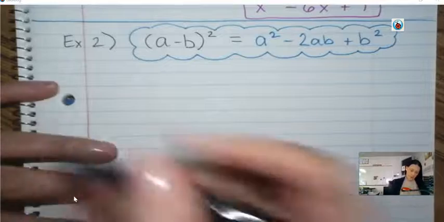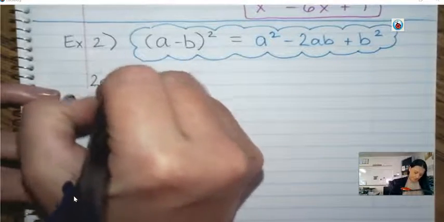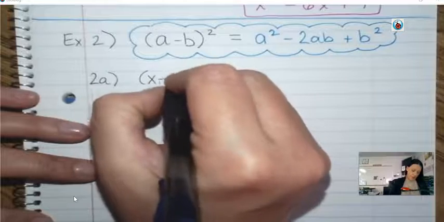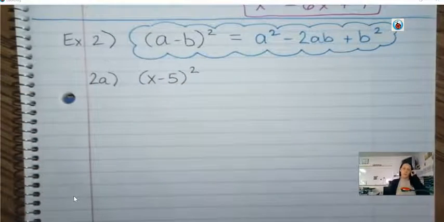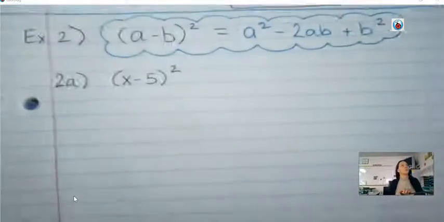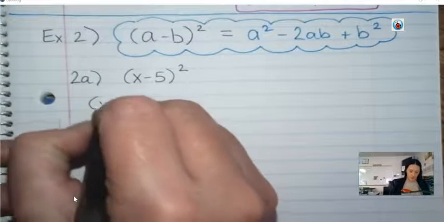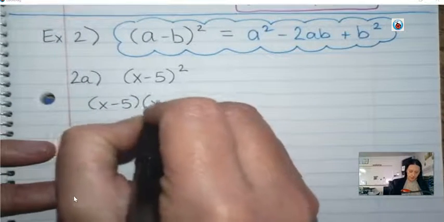Okay, 2a, x minus 5 squared. So x minus 5 is really x minus 5 times x minus 5. If you like to FOIL it out, you can still do that.